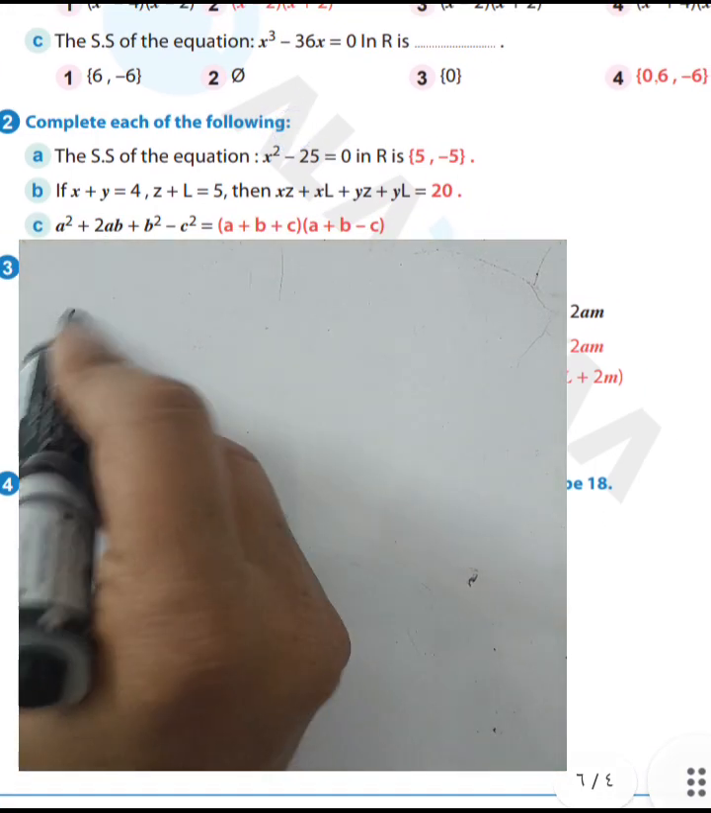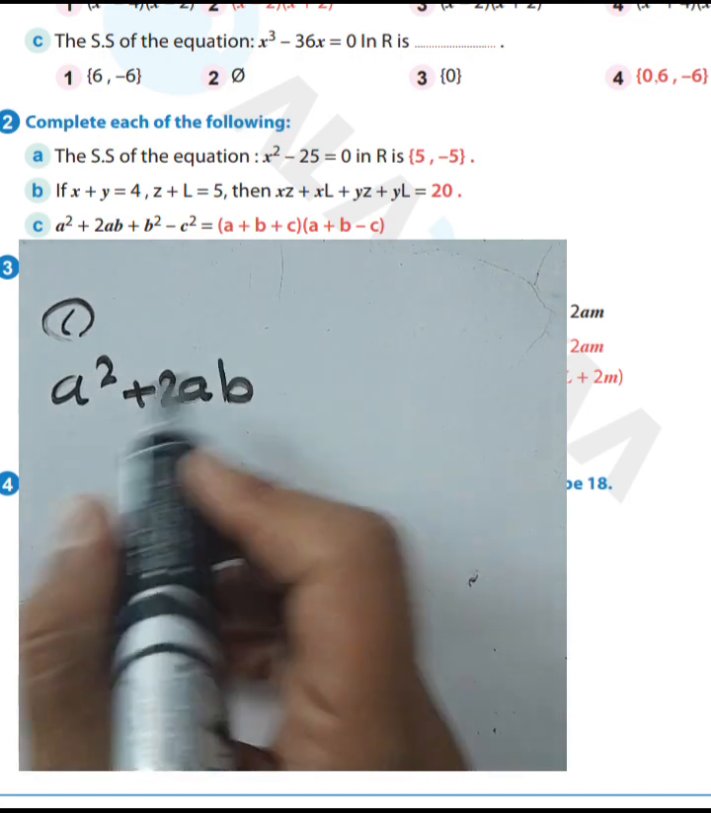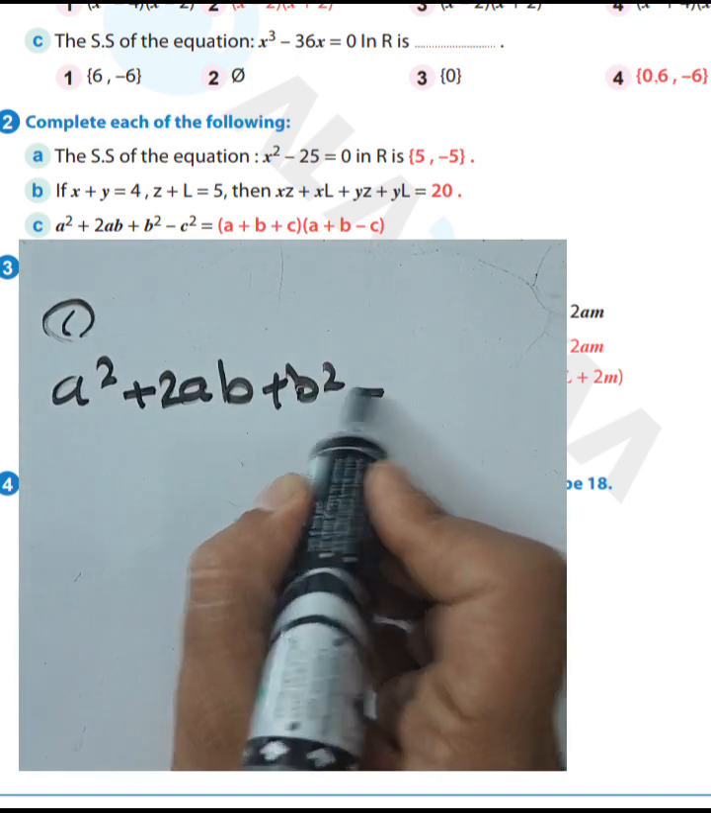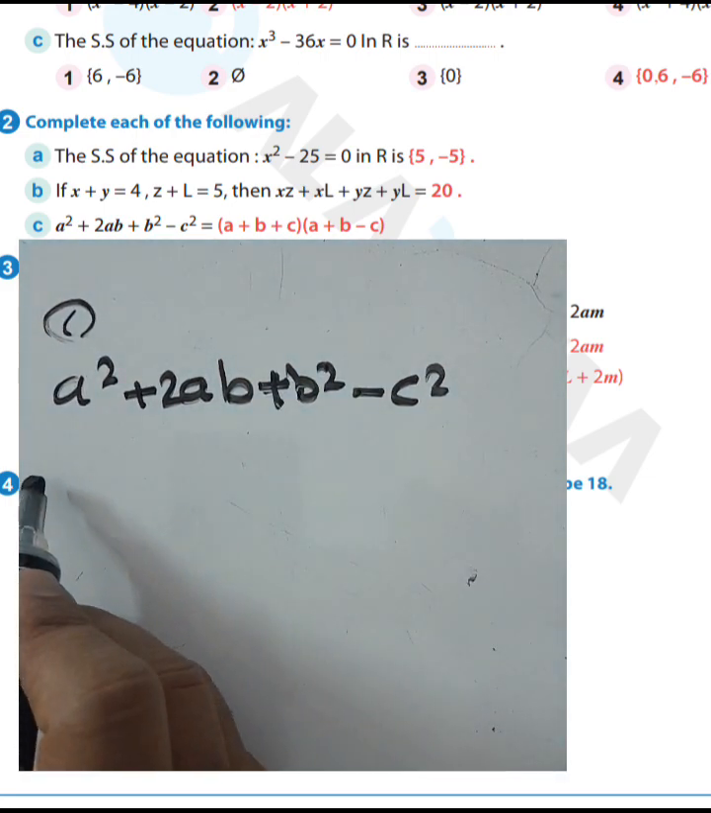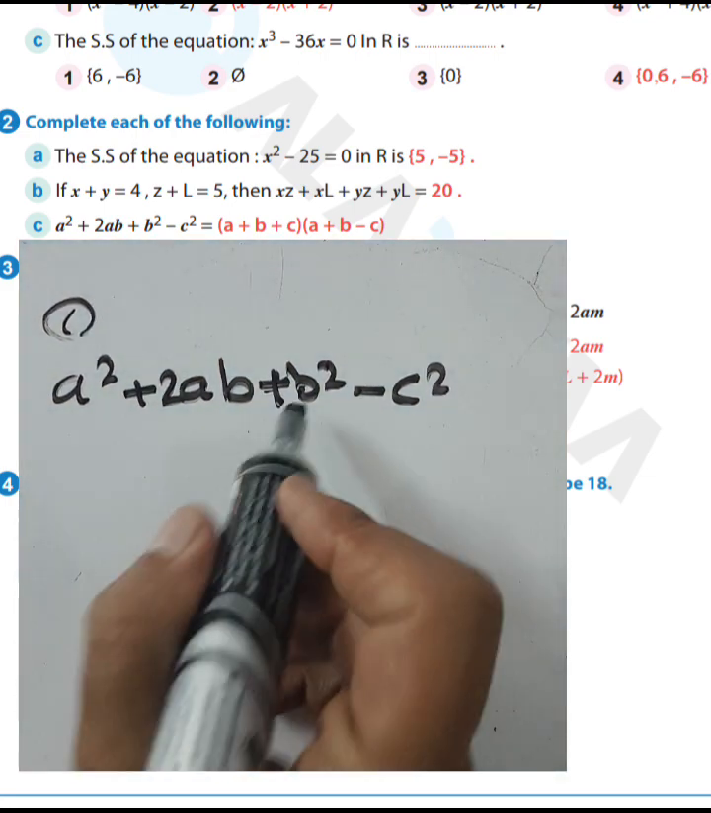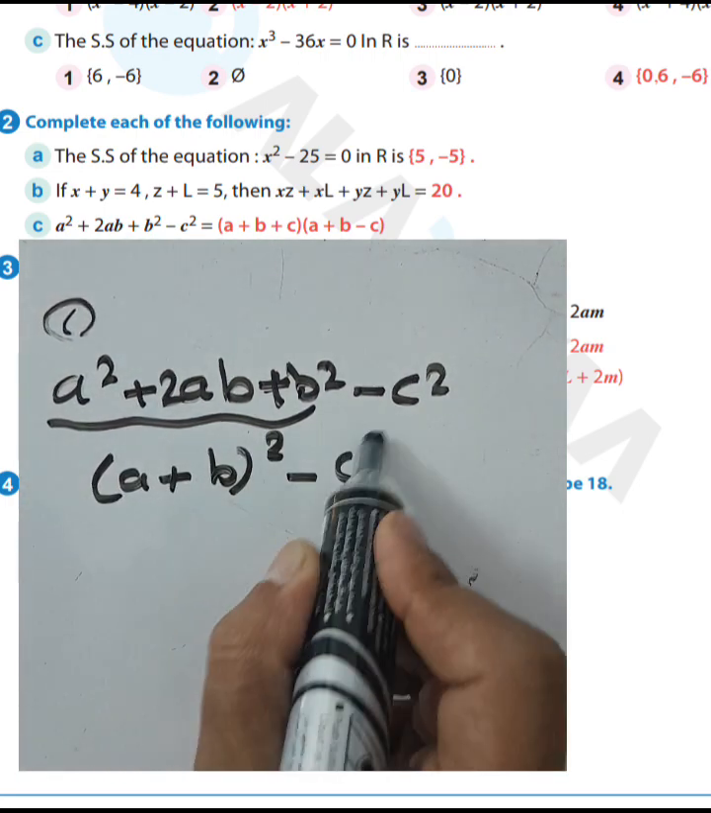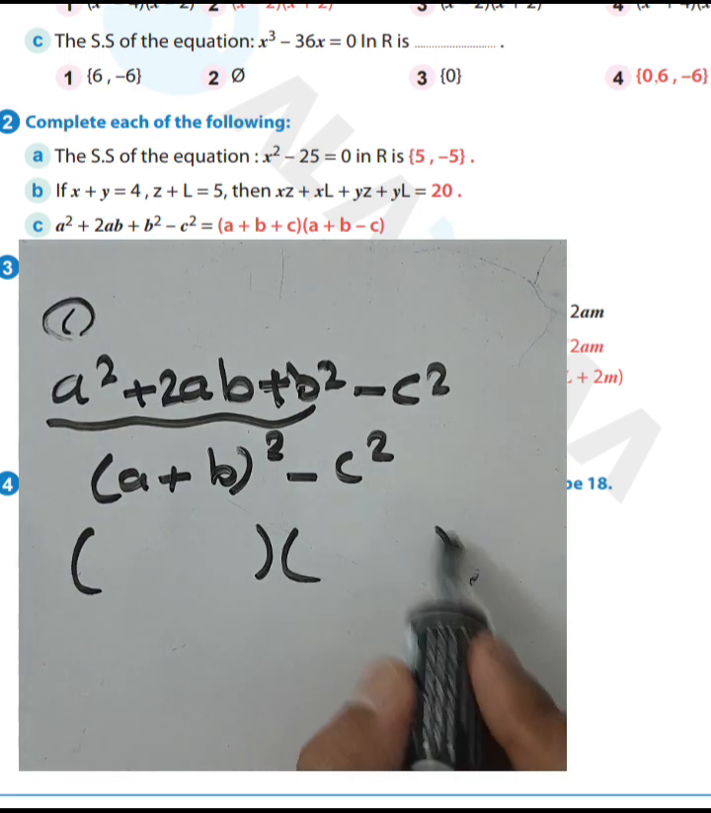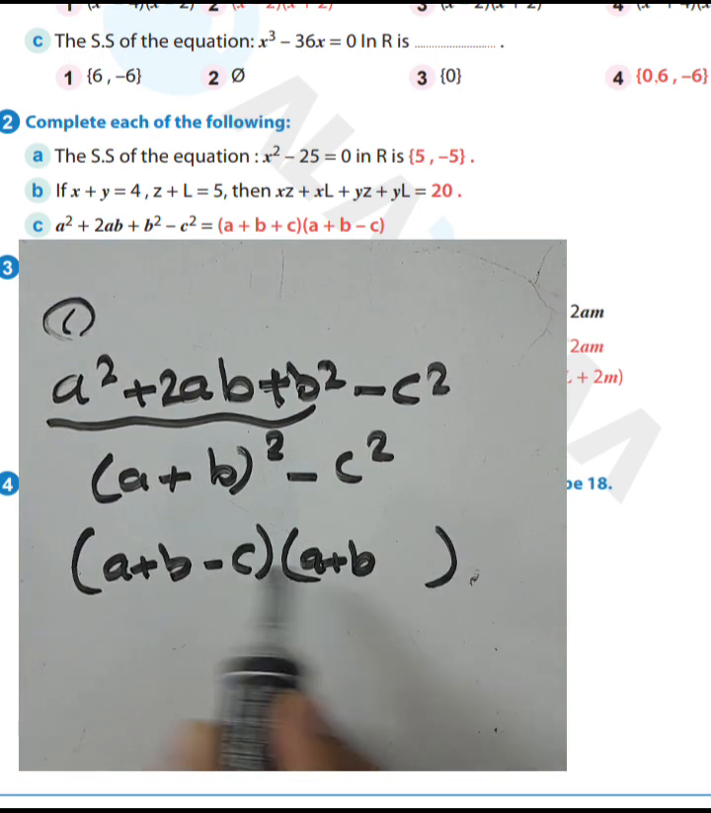Question letter C, factorizing a power 2 plus 2ab plus b power 2 subtract c power 2. We can write here this expression (a plus b) power 2 subtract c power 2, and then factorizing, write a plus b, repeating it, subtract c and plus c.